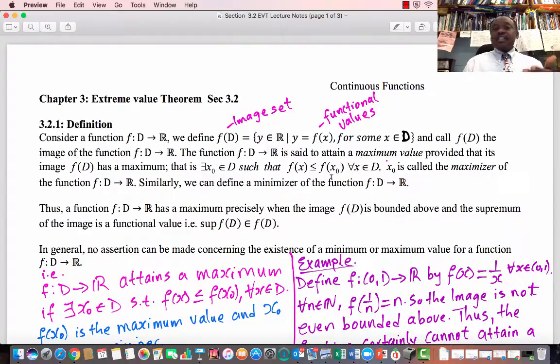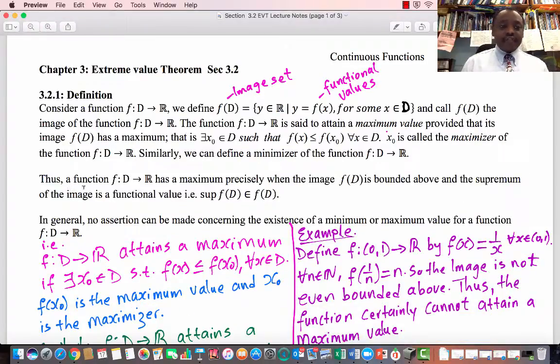x0 is of interest to us. Since f attains a maximum at x0, we will call the point x0 a maximizer of the function from D to R. Similarly, we can define a minimizer of a function f from the domain D to the set of real numbers. So that would be the point at which f of D attains a minimum value. f of whatever it is, x1, is the smallest value in the image set f of D. I would leave that for you to give a complete definition.